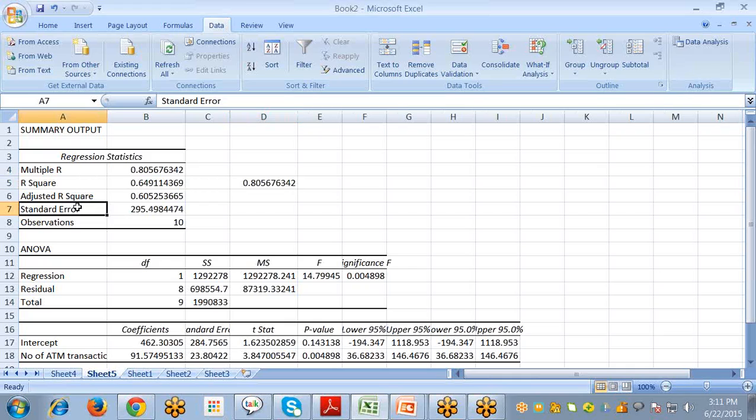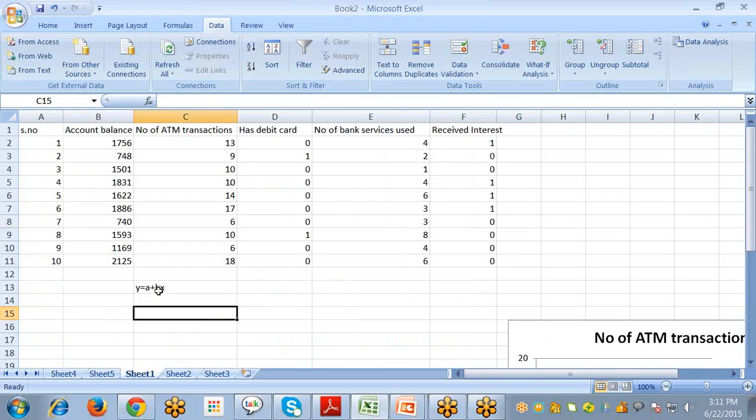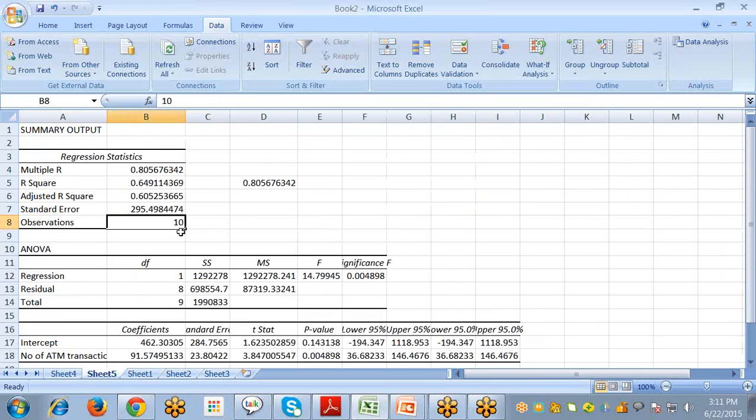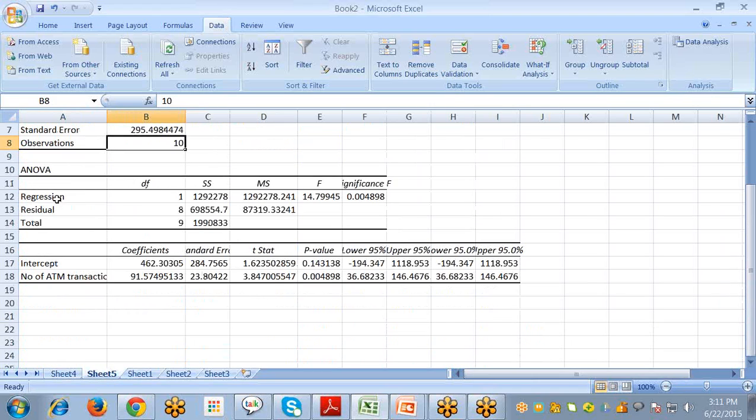And this is the standard error, which shows the standard error. And there is Observations, that means how many observations we are using to calculate. Here I am using 10 observations, so the value is 10. And then there comes ANOVA. ANOVA is the most important for regression analysis, and also note that it is a very important thing. It helps you in understanding how the regression is doing.